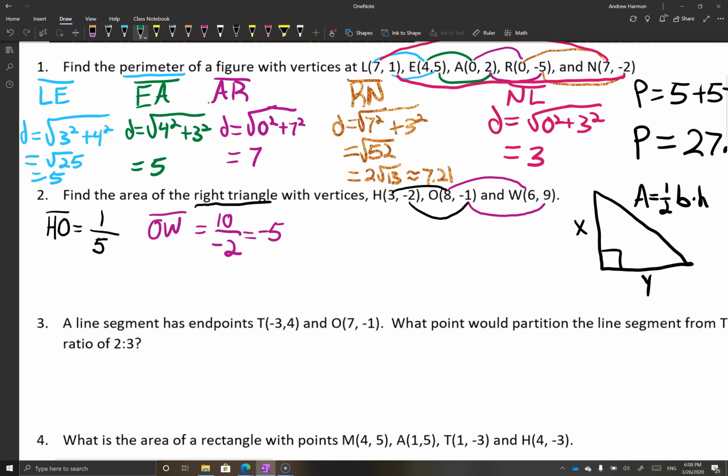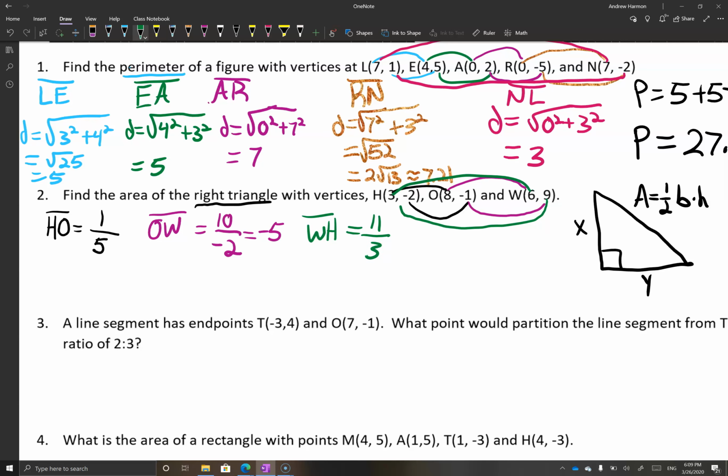Okay, and then our last side here, we have to do WH. And for WH, change in y is going to be 9 to -2, and 9 to -2, that's a change of 11. And then 6 to 3, that's a change of 3.